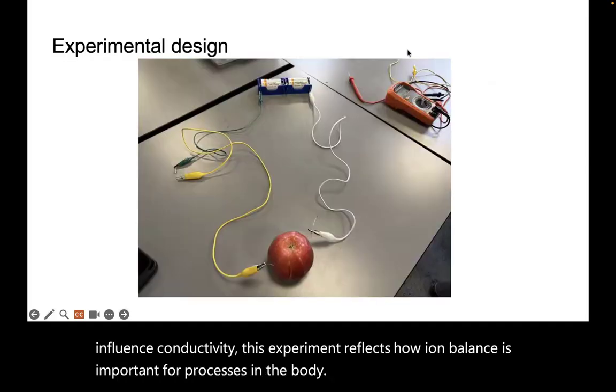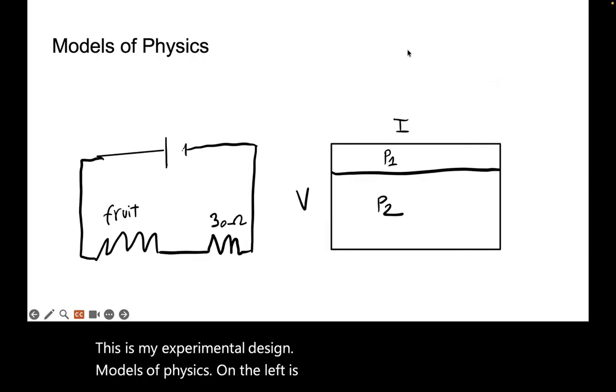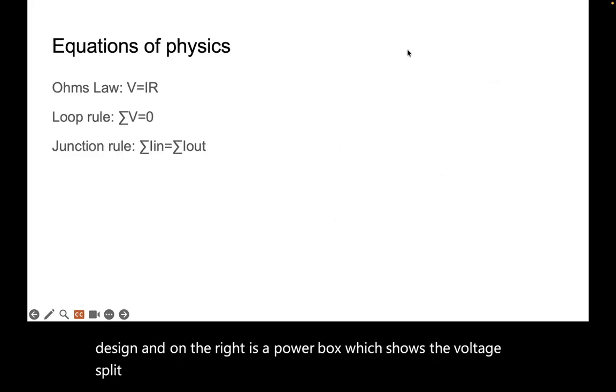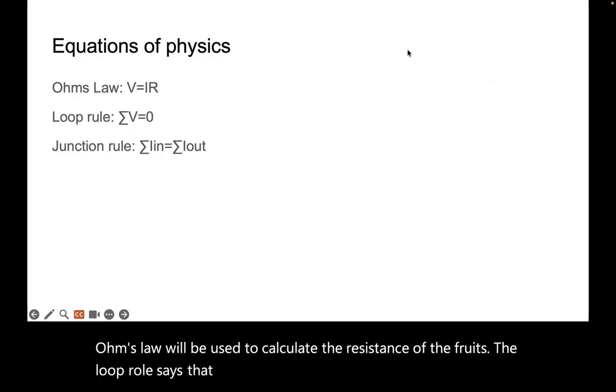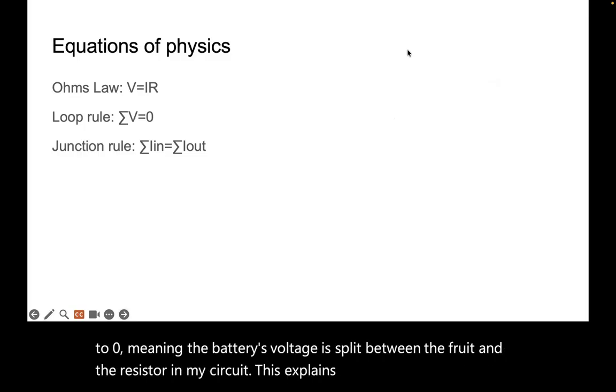This is my experimental design. Models of physics. On the left is a circuit of the experimental design, and on the right is a power box, which shows the voltage split because both resistors are in series. Equations of physics. Ohm's law will be used to calculate the resistance of the fruits. The loop rule says that the total voltage around a circuit adds up to zero, meaning the battery's voltage is split between the fruit and the resistor. In my circuit, this explains why I measured different voltages across each part.